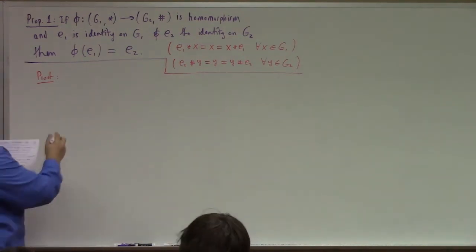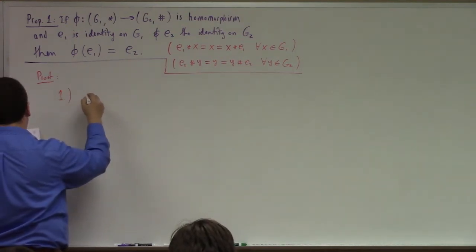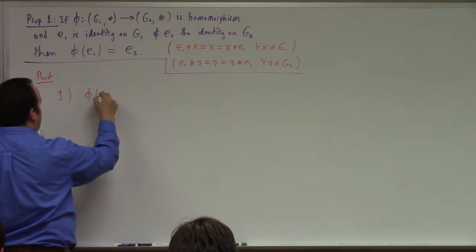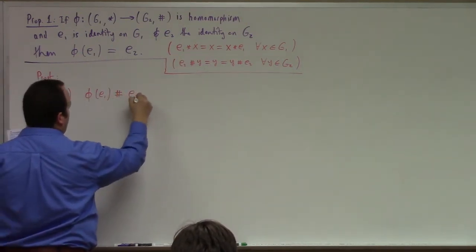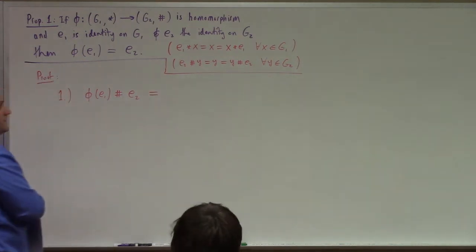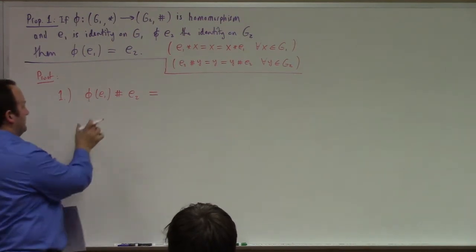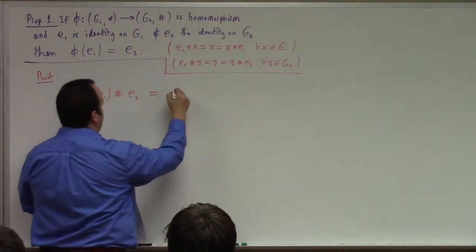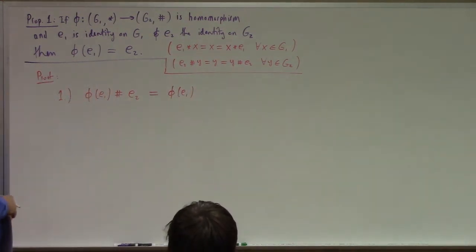So let's look at this. Number one, I would point out to you, if we look at phi of E1 sharp E2, what do we get? Just think of y equals phi of E1. What does this give us back? Phi of E1 again. So that's my observation number one.